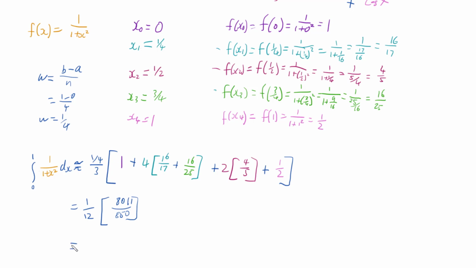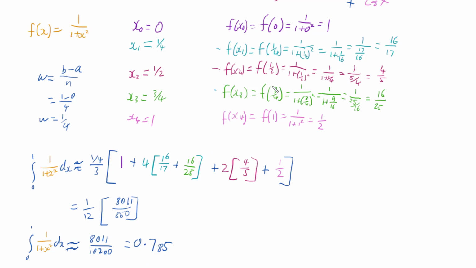Now that doesn't really matter too much to us because we're now going to just multiply that by 1 over 12 and get an answer that means that our integral between 0 and 1 of 1 on 1 plus x squared with respect to x is approximately equal to, I can't use the definitely equal to, 8,011 on 10,200. Now if I turn that into a decimal, that gives us the answer of 0.785, rounded off to 3 decimal places.